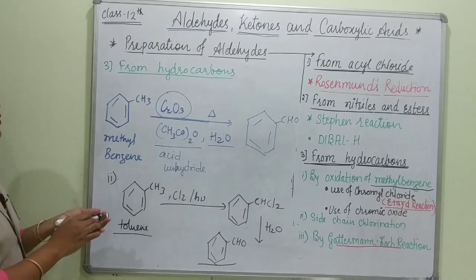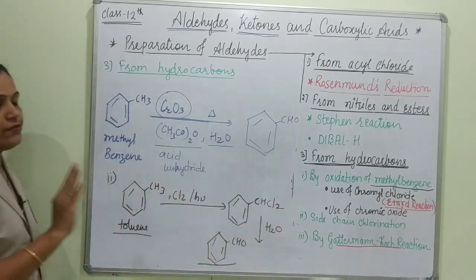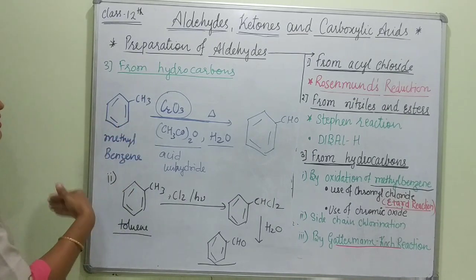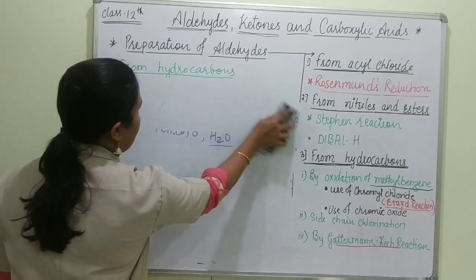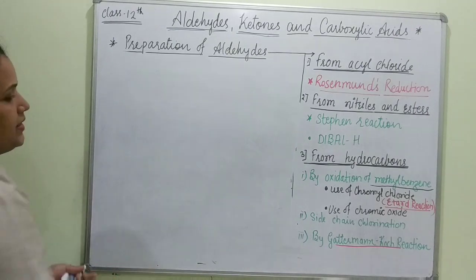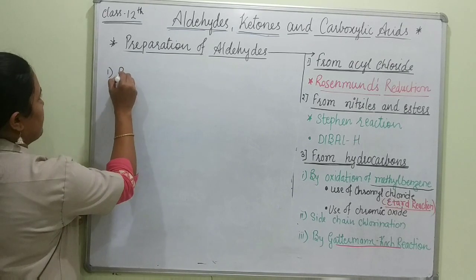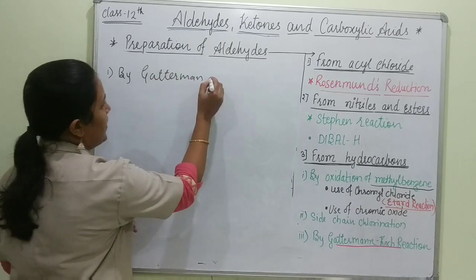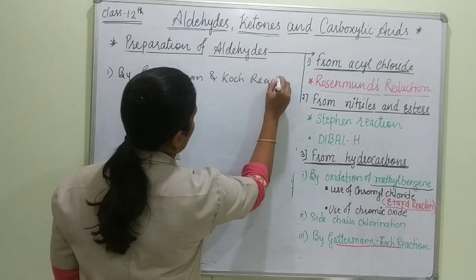So students, here you have observed that we have studied this many methods. These all three methods we have studied only for conversion of toluene, that is methyl benzene, to aldehyde. And now let's see the last reaction of this preparation, and this last reaction is the Gattermann and Koch reaction. It is known as the Gattermann and Koch reaction.